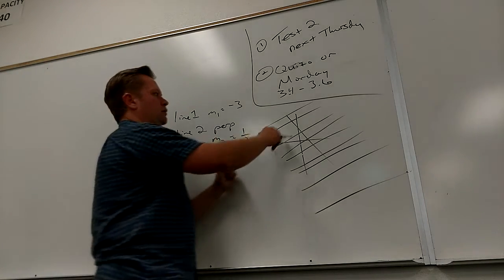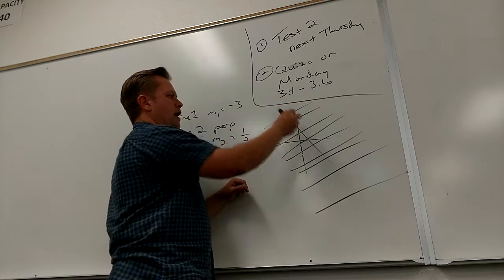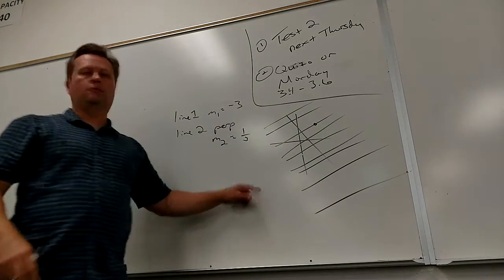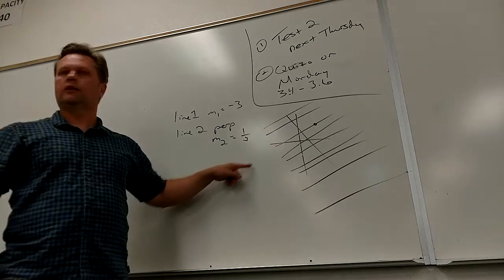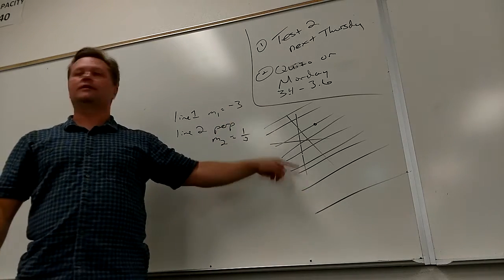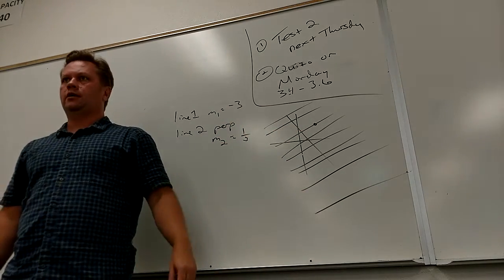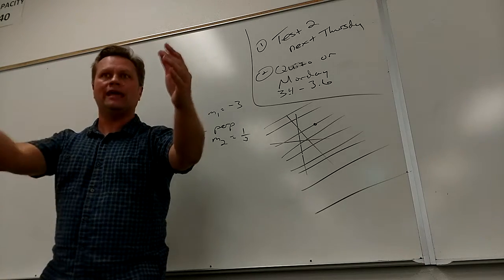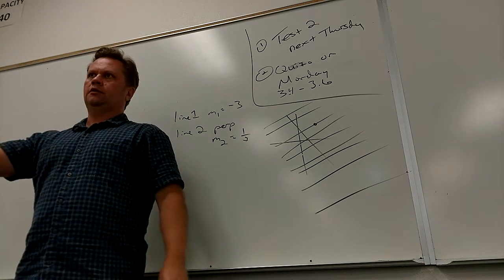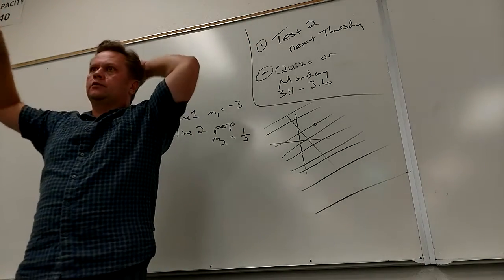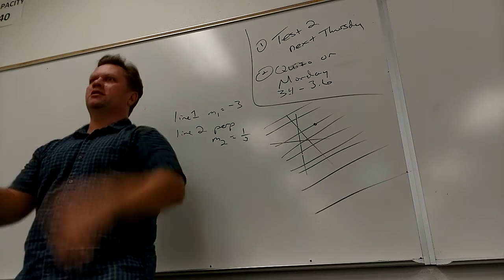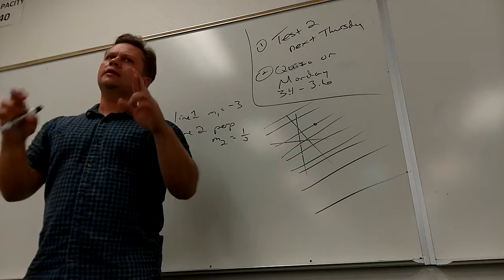So if I knew my line was perpendicular to this line, and it went through this point, well, it must be this line. It can't be any of these other perpendicular lines. It must be that perpendicular line. That's why I need the slope and a point. Otherwise, there's an infinite number of answers. I'm like, here you go, take your pick. Do you guys get that?